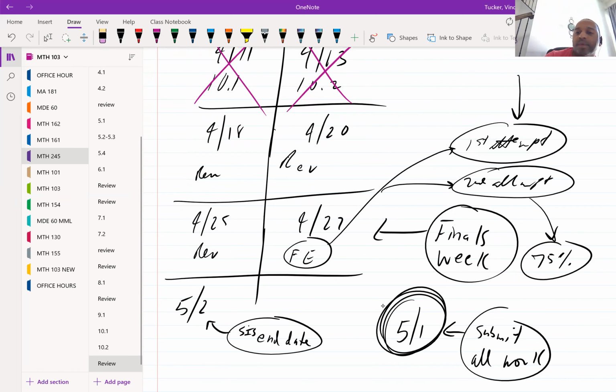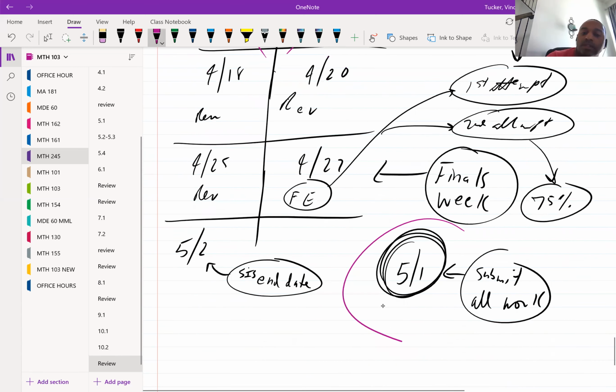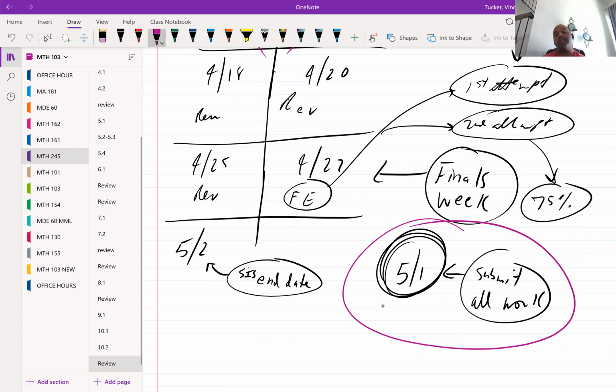And we mentioned the second attempt will be available to you, but everybody has to do the first attempt in order to qualify for that second attempt. And then really the second attempt is only going to be beneficial to you if you score less than a 70, if you score less than a C. And then from there, you have until May 1st, midnight, to submit all of your work. Get everything in.